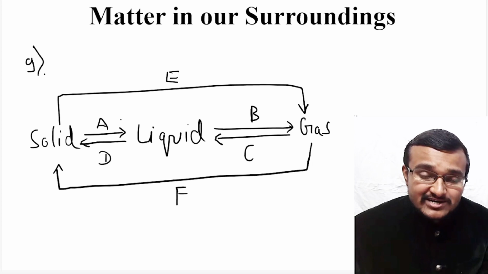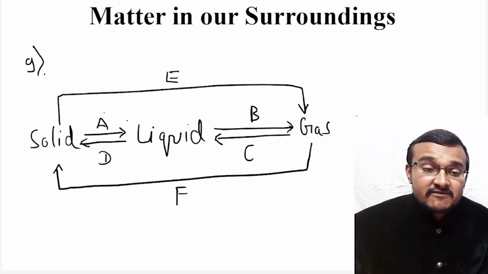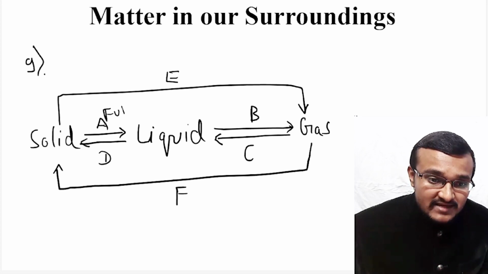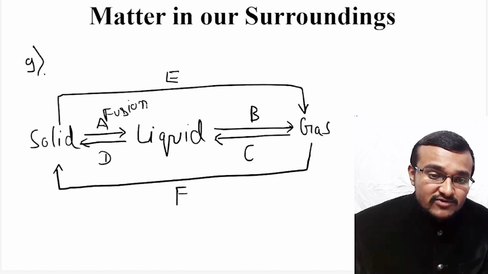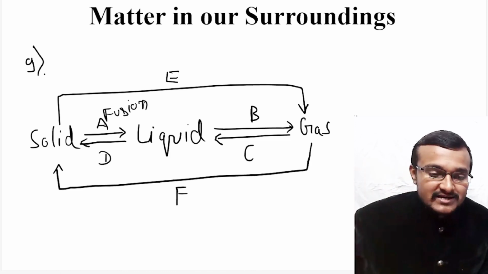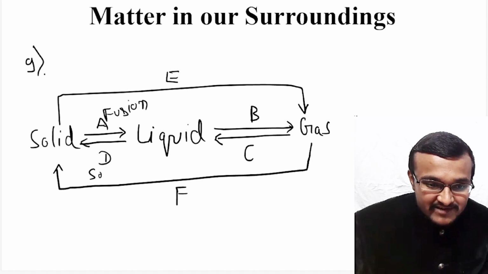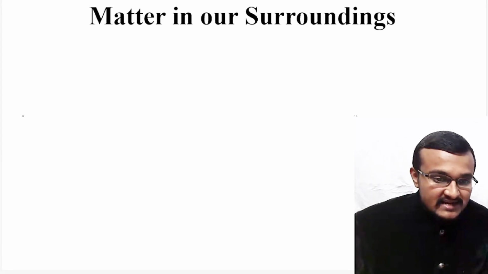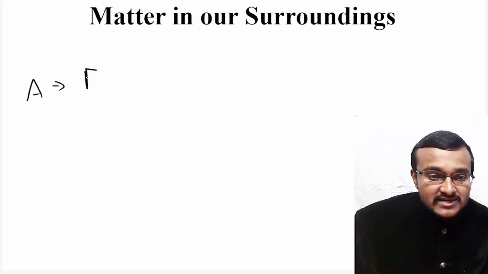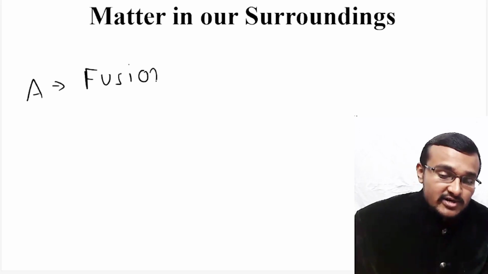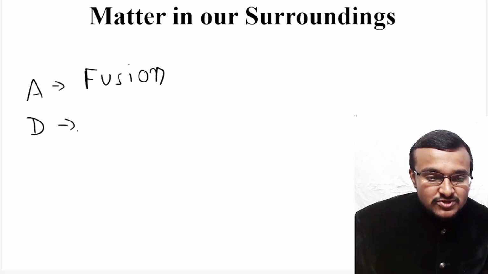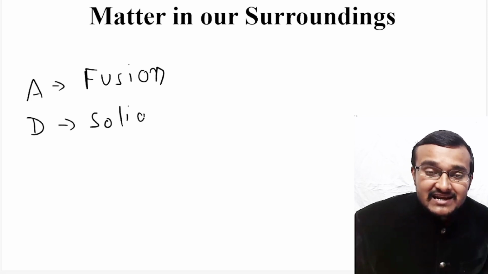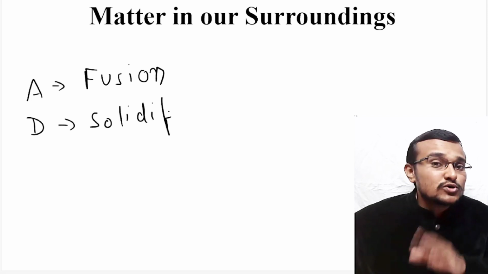So conversion of solid into liquid is actually known as fusion. So A is actually fusion. Converting liquid back to solid is known as solidification. So this D is known as solidification. I'll write this neatly in a separate slide. So A is fusion, that is solid getting converted into liquid. D is solidification, that is liquid converting back into solid.